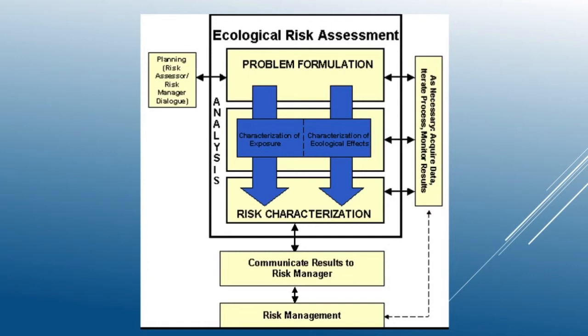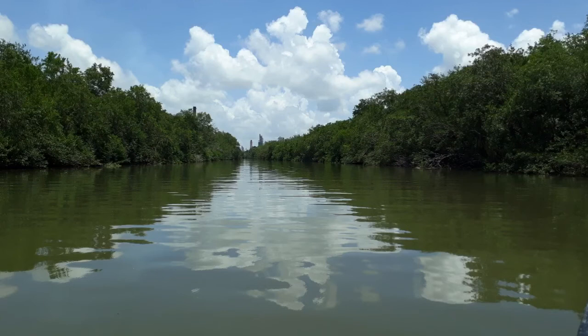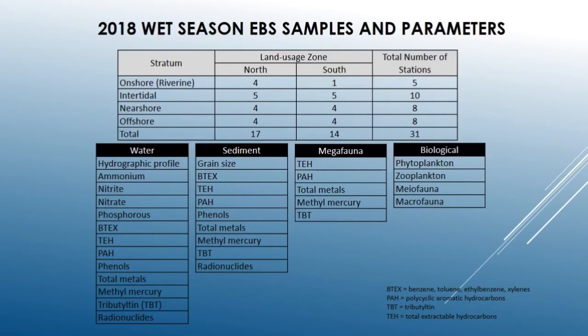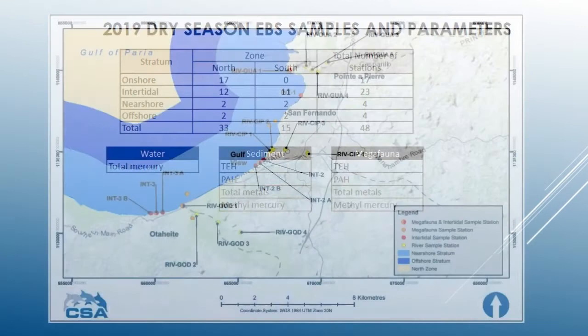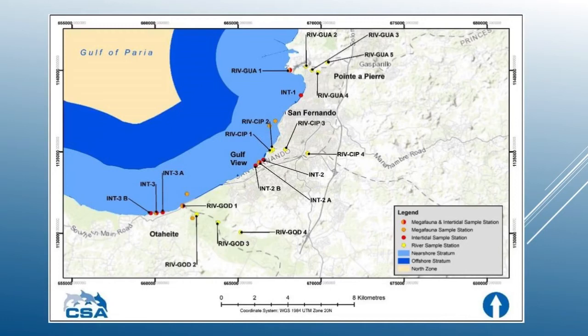In order to determine the chemicals of potential concern and ecological receptors at risk, environmental baseline surveys were conducted in August of 2018, the wet season, and May 2019, the dry season. The four regional areas of interest, or strata, within the study area were onshore, riverine, intertidal, nearshore, 0 to 1.5 nautical miles, and offshore, 1.5 to 3 nautical miles. The rivers selected for onshore sampling were the Guaracara, Cipero, Godineau, Guapo, and Oropouche rivers. Each river was considered as a point source into the Gulf of Paria.